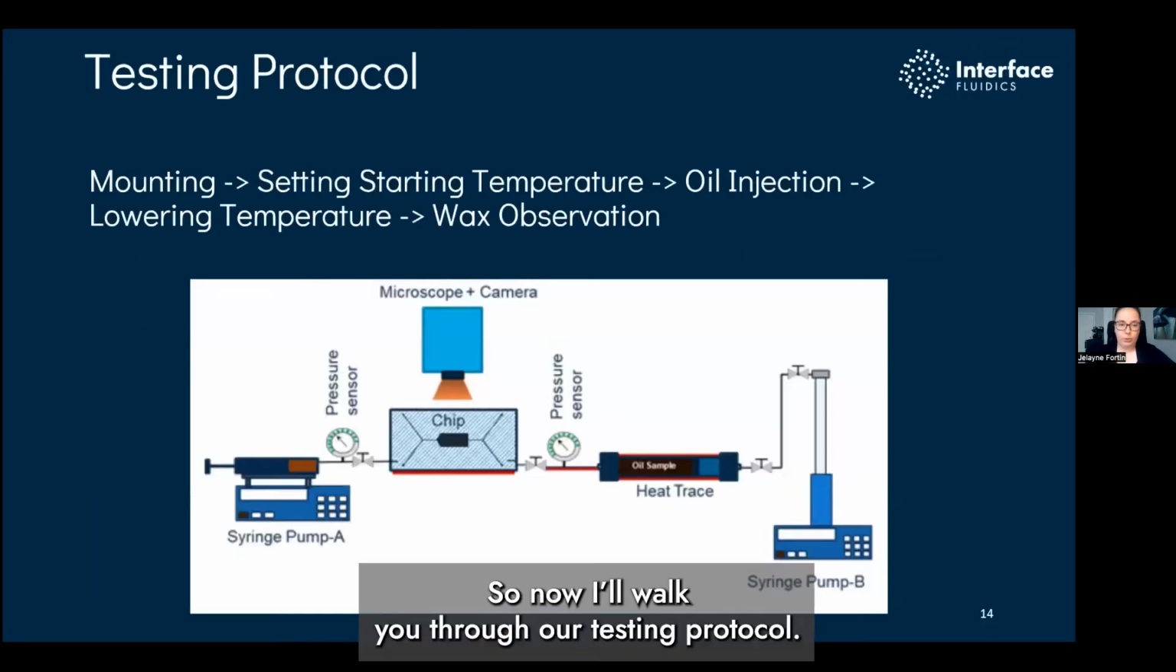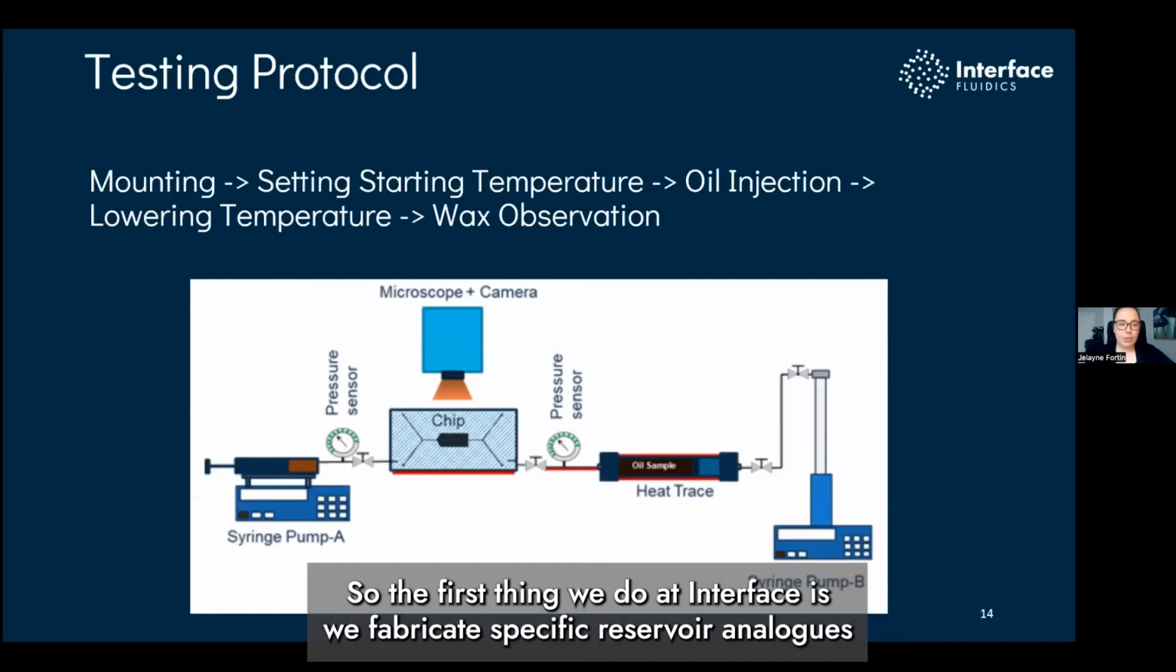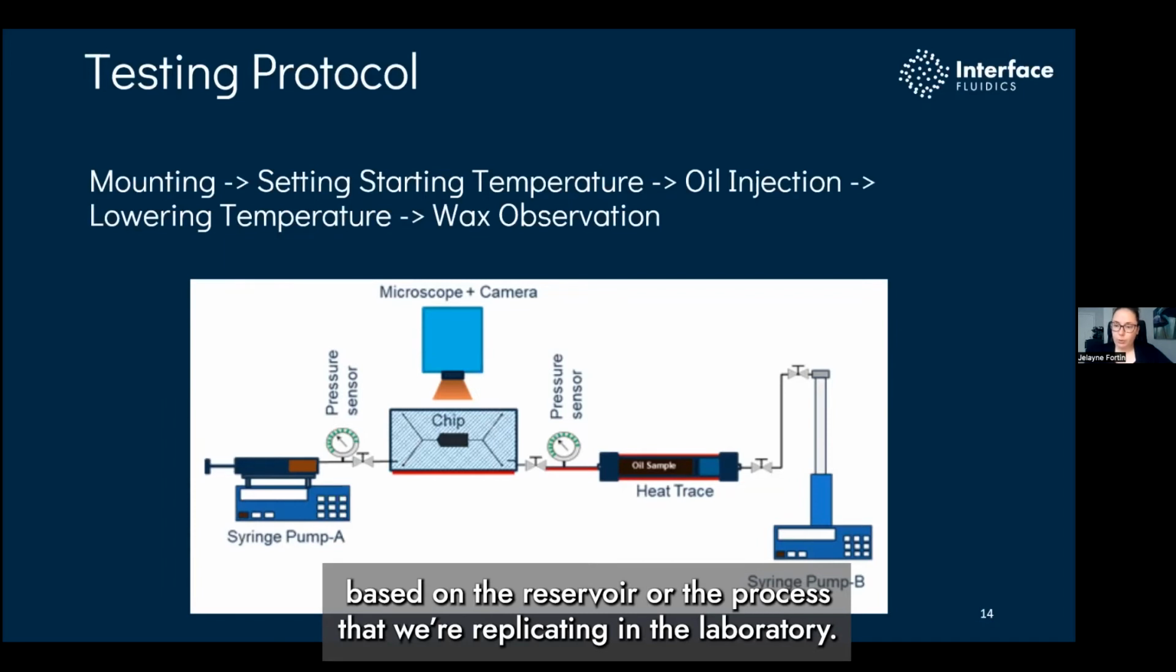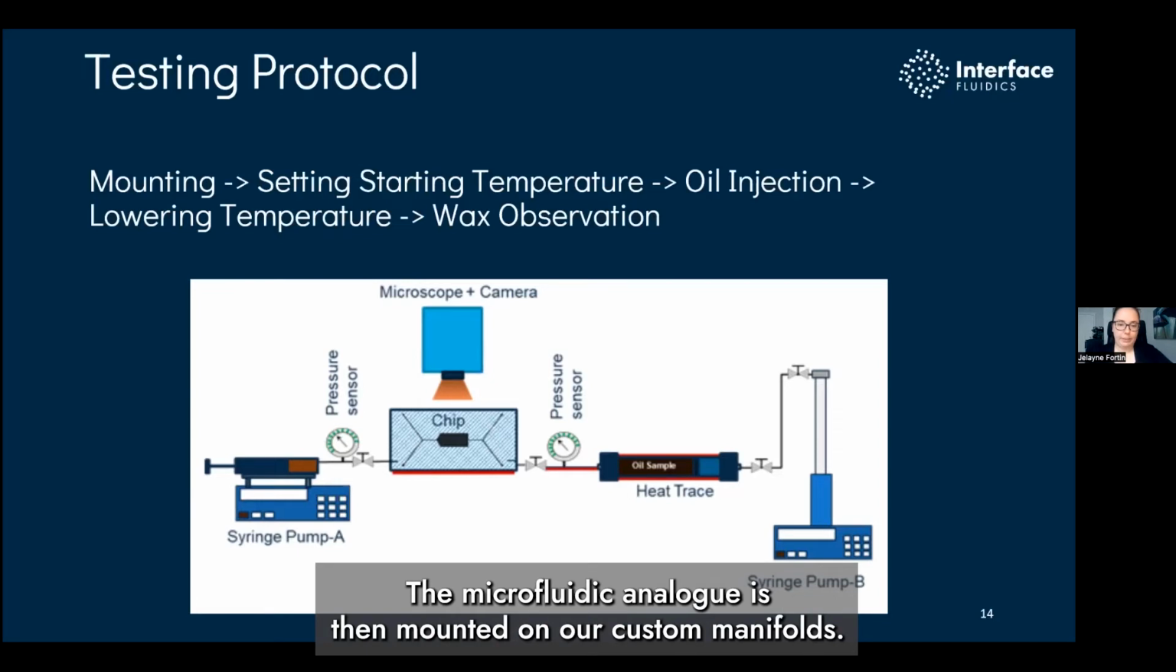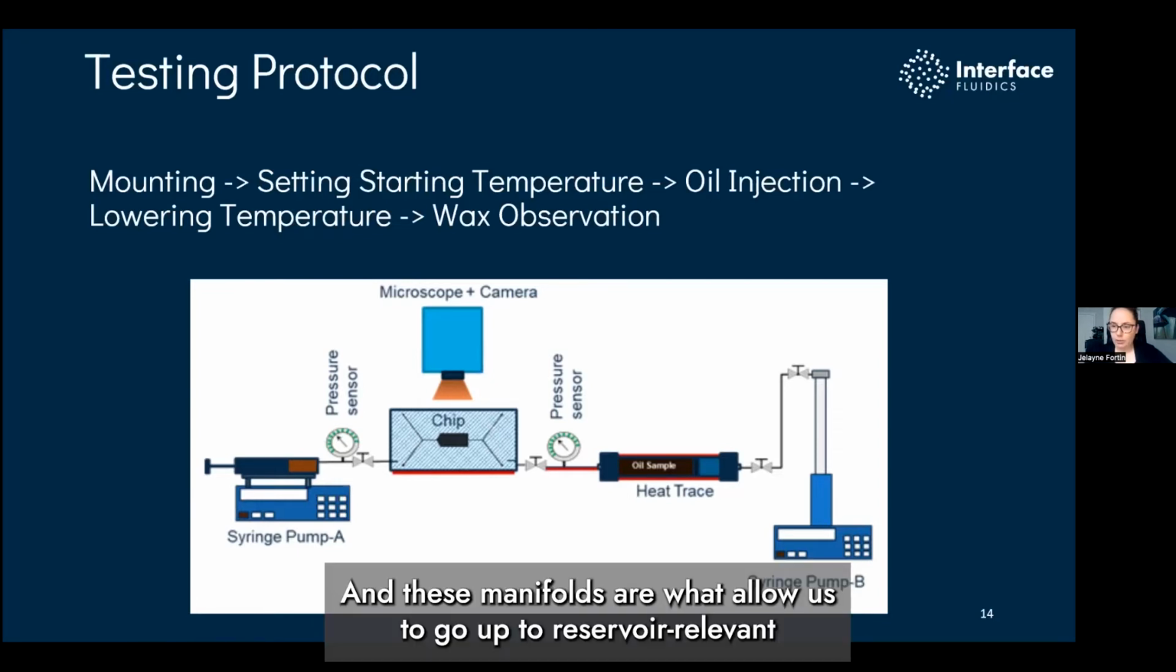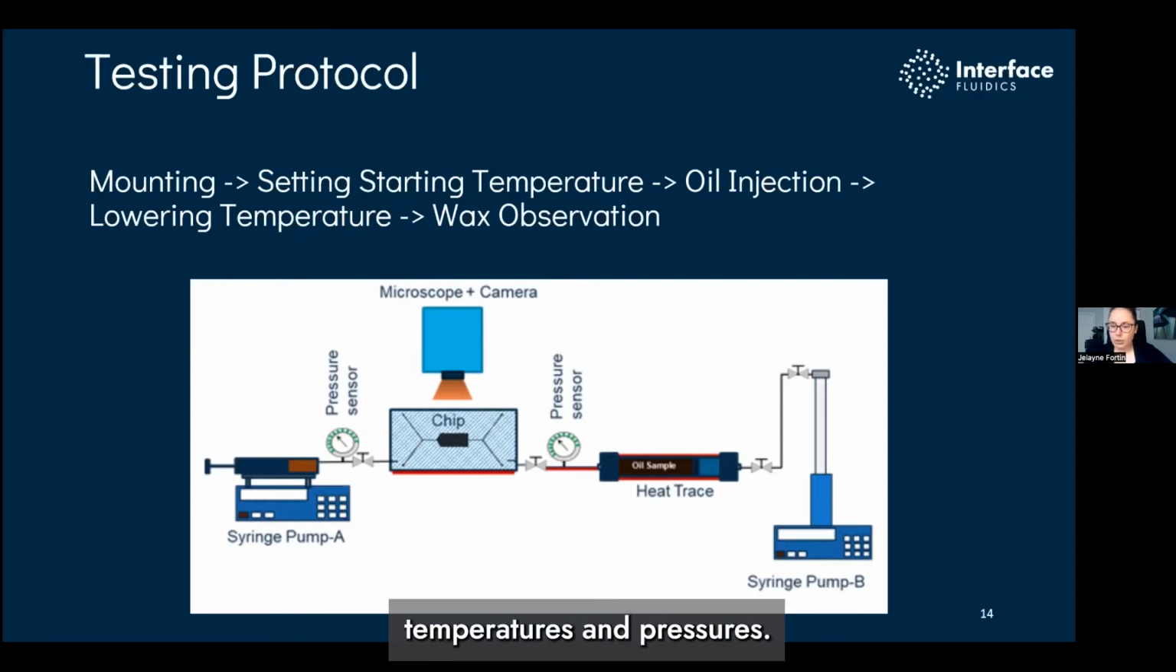Now I'll walk you through our testing protocol. The first thing we do at Interface is we fabricate specific reservoir analogs based on the reservoir or the process that we are replicating in the laboratory. The microfluidic analog is then mounted on our custom manifolds, and these manifolds are what allow us to go up to reservoir relevant temperatures and pressures.